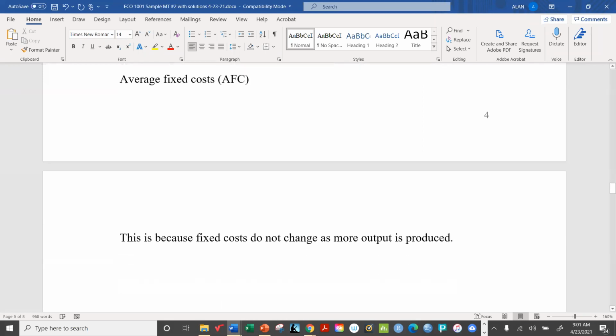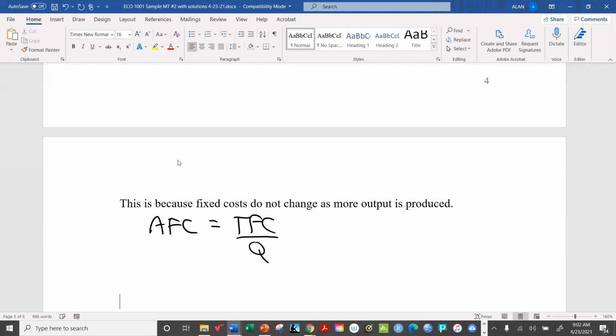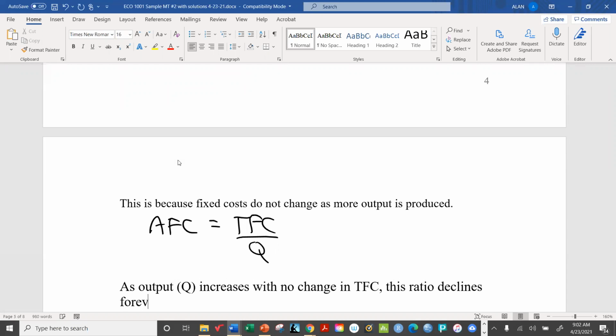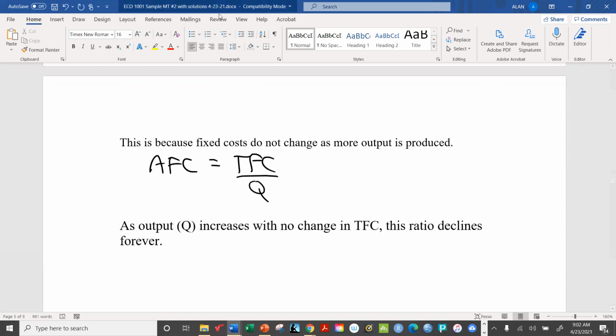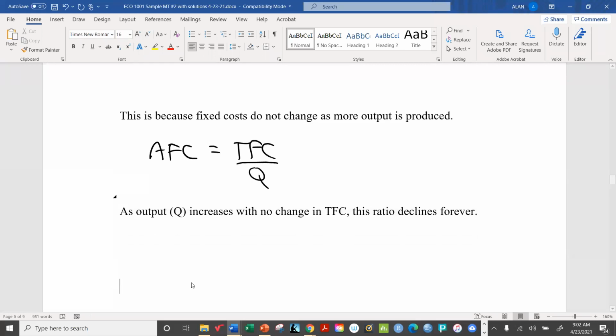Okay, so in other words, AFC equals total fixed costs over Q. So if Q keeps increasing as output increases with no change in TFC, this ratio declines forever, basically. So the logical explanation for this is that you've got a constant being divided by a progressively larger denominator. And so the curve itself, of course, will continue to drop.